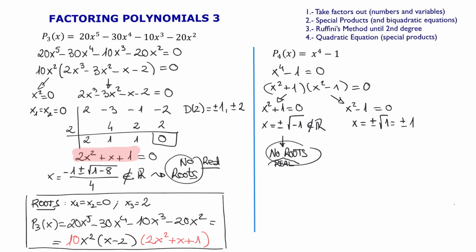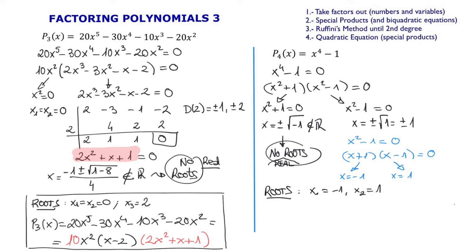This quadratic equation could be solved as well using special products, because x squared minus 1 is x plus 1 times x minus 1, which is its decomposition. And here we are, the corresponding roots. But we are going to write it down properly. The roots of this 4-degree polynomial are negative 1 and positive 1. Only 2 roots for a 4th-degree polynomial.